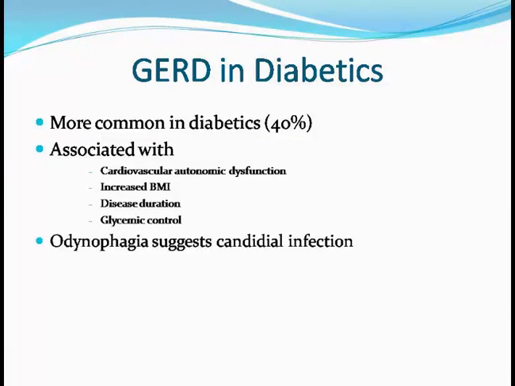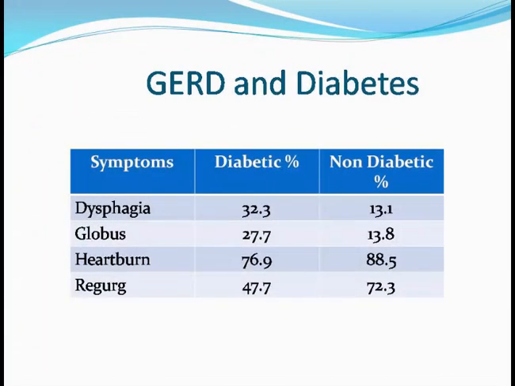Now let us start from gastroesophageal reflux disease, which is more common in diabetics, associated with cardiovascular autonomic dysfunction and increased BMI. It is associated with a longer disease duration, and if the glycemic control is not very good, it seems to be worse. And if the patient has odynophagia or painful swallowing, that is suggestive of candidal infection, which is again a common problem in diabetics.